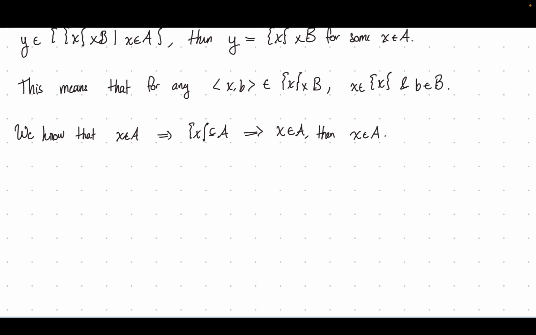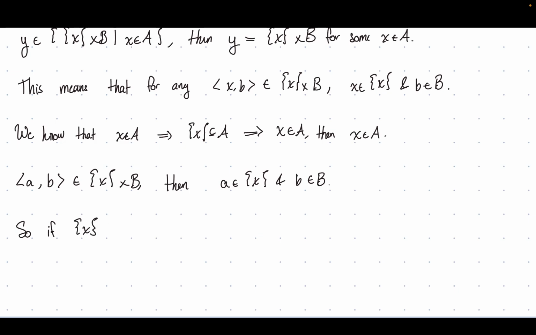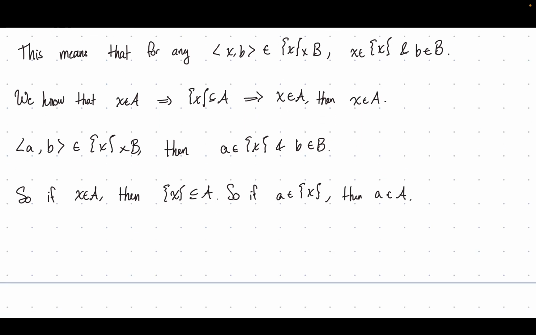So what I was going to do originally is say that if a comma b is in the set containing x cross B, then a is in the set containing x and b is in the set big B. And this is the exact same argument: if x is in A, then the set containing x is a subset of A, which implies that if a is in the set containing x, then a is in A. That actually was a lot less confusing than I saw it in my brain.